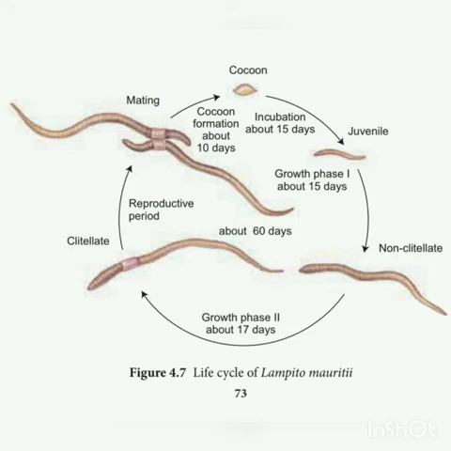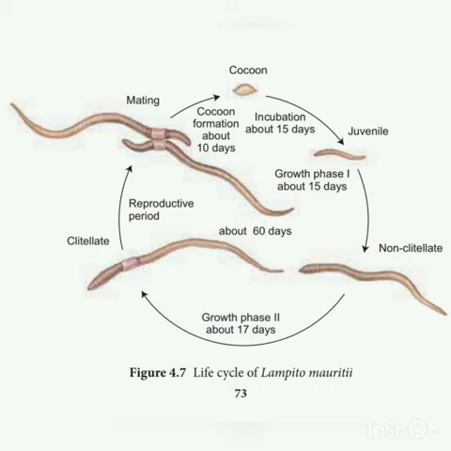The juveniles undergo changes into non-clitellate forms. So there are earthworms without a clitellum. In phase 1, after about 15 days. So the juvenile that comes out after the incubation period, what will it not have? It will not have a clitellum, which then develops a clitellum. After 15 days the clitellum develops. And then it is called as clitellate at the end of growth phase 2.